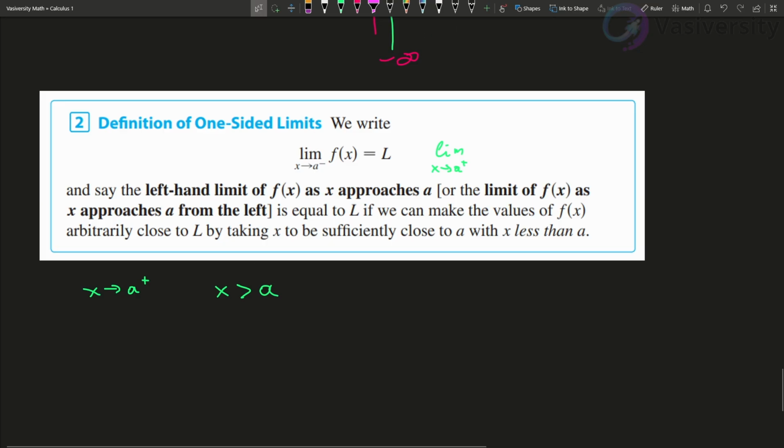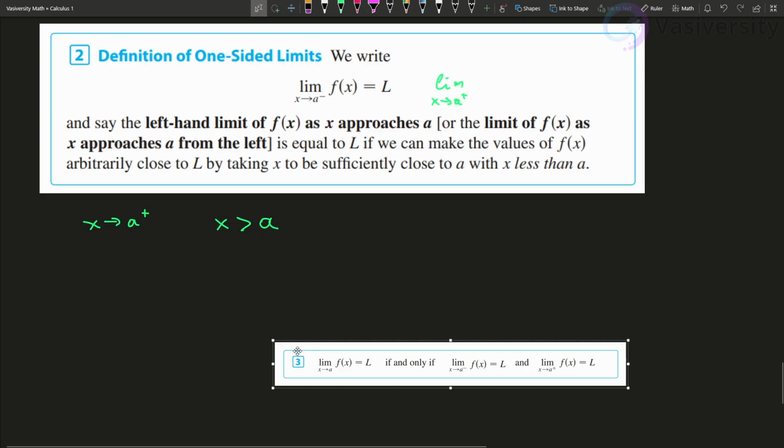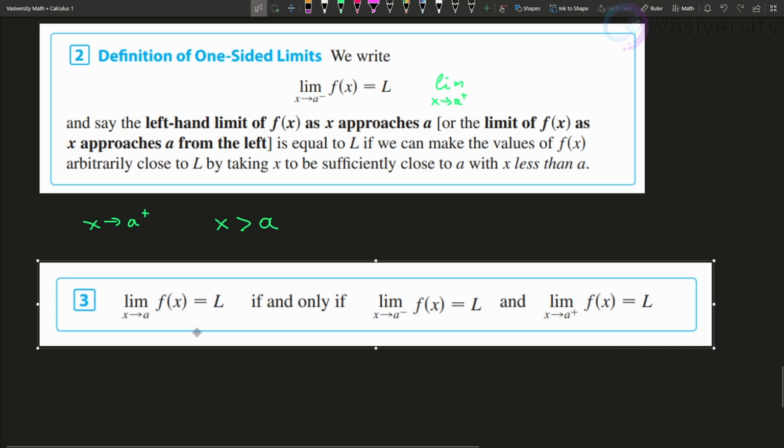So the definition of the limit. Mathematically, the limit only exists when both the left and right-hand sides agree on the value. So the full limit, the limit as x approaches a of f of x equals L, exists if and only if the left limit exists and the right limit exists and they are equal. Okay, so let's take a look at an example here.